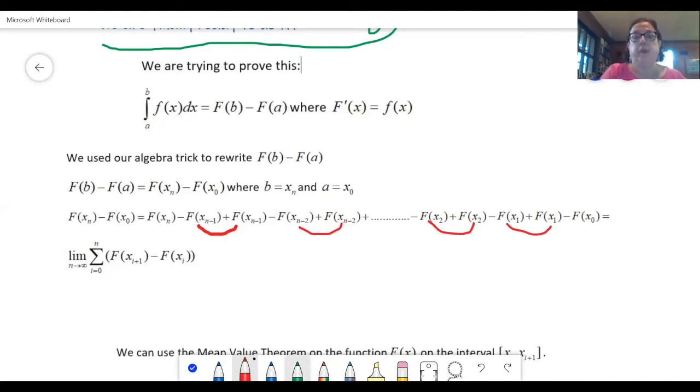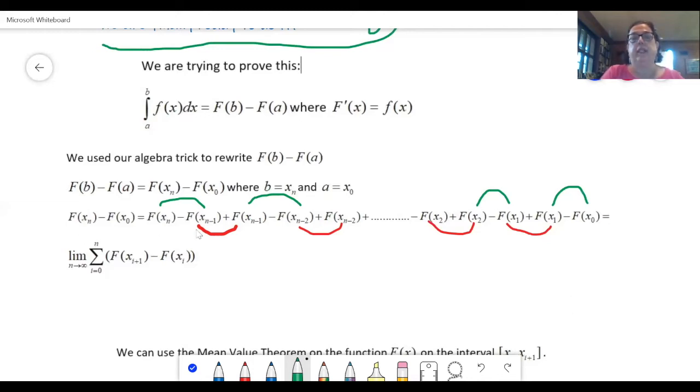And then we can group them the way we did in the previous video so that we have pairs of differences. So f of x sub n minus f of x sub n minus 1. And f of x sub n minus 1 minus f of x sub n minus 2. And we group them all the way down to f of x sub 2 minus f of x sub 1 and f of x sub 1 minus f of x sub 0.